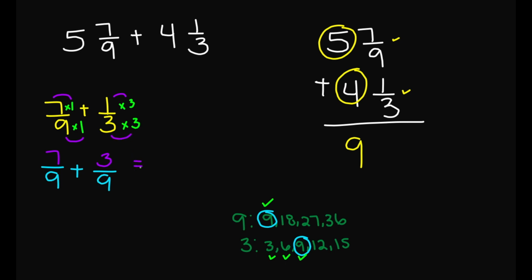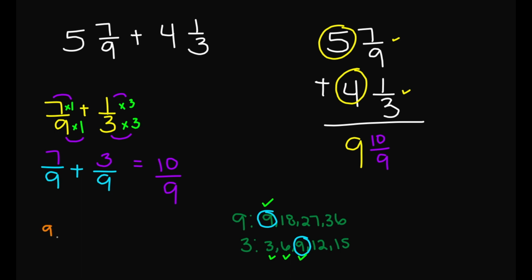Now that my denominators are the same, I'm going to add my numerators. So 7 plus 3 is going to equal 10, and that's going to be over 9. So my fraction here is going to be 10 over 9. However, again, remember that the 10 over 9 is an example of an improper fraction. So I need to go ahead and simplify this and turn it back into a mixed number as well.